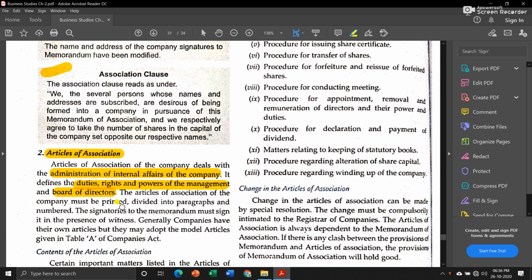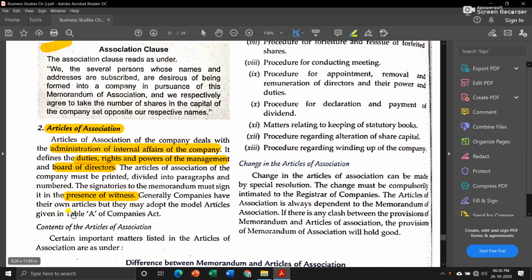The articles of association of the company must be printed, divided into paragraphs, and numbered. The signatories to the memorandum must sign it in the presence of witness, means those who have signed the declaration clause or association clause of memorandum of association should also sign articles of association, but in presence of some witness. Generally, companies have their own articles, but they may adopt the model articles given in Table A of Companies Act. Means any company can create their own articles, but there is a proper format given in Companies Act, or the company can adopt that Table A of Companies Act.